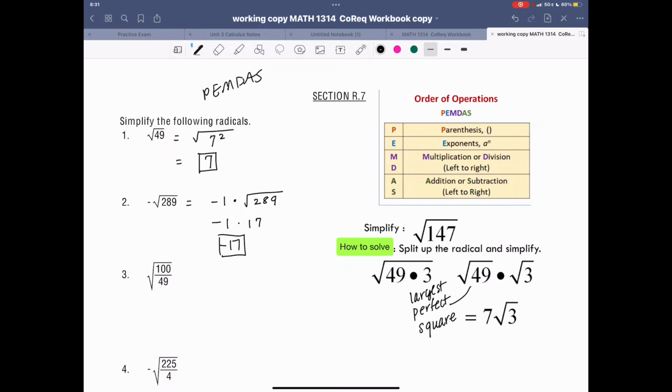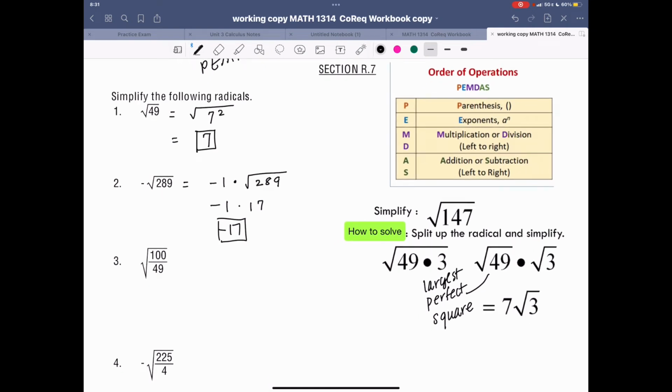For number 3, it does look a little bit more difficult, but it's pretty simple. What we do with number 3 is we're going to take the square root of the numerator and then take the square root of the denominator. Our solution will still be a fraction. So the square root of 100 is 10, and the square root of 49 is 7. This is our solution.